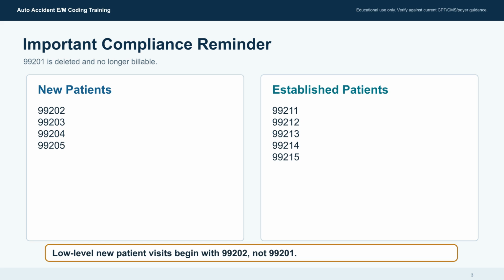One important reminder before we begin: CPT code 99201 was deleted and is no longer billable. For new patients, the current office and outpatient E&M codes are 99202 through 99205. For established patients, the codes are 99211 through 99215. So when we talk about low-level new patient visits, we begin with 99202, not 99201.